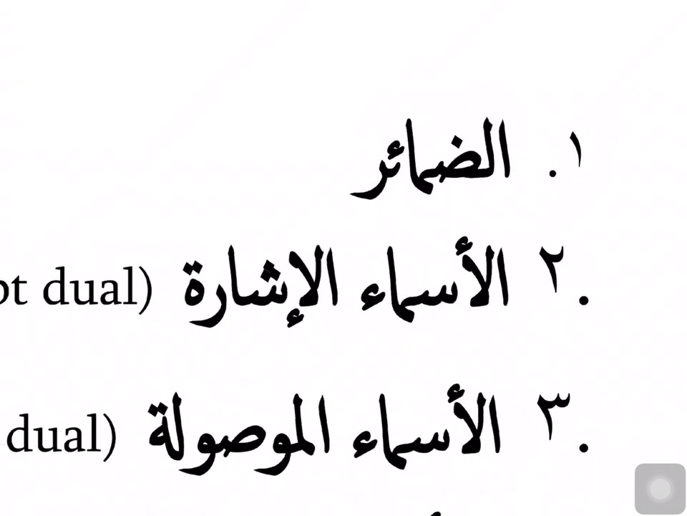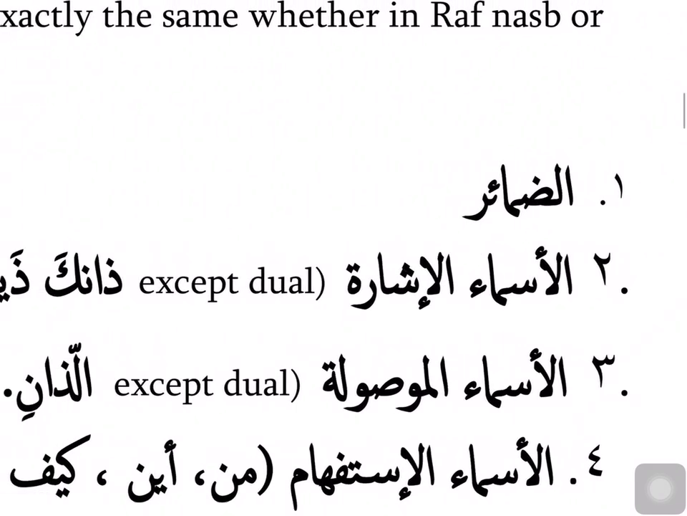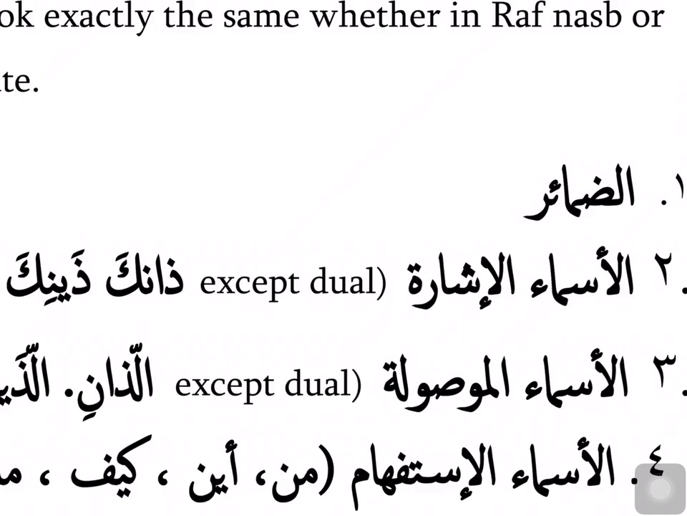In addition to the detached pronouns, there are categories of attached pronouns which we have not looked at yet, but all of them also are mabni. The second category of ism that's mabni is asma'ul ishara. Asma'ul ishara are the pointing nouns, the nouns used to point at something. Hada, haulai, hadihi, haulai, dhalika, ulaika, tilka, ulaika. These are mabni. But there are some ism ishara that are mu'rab.